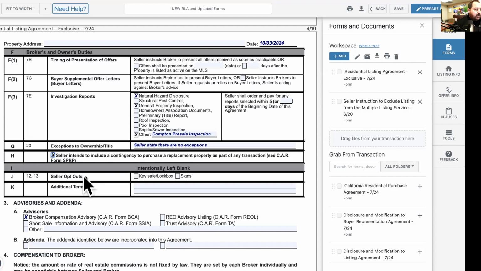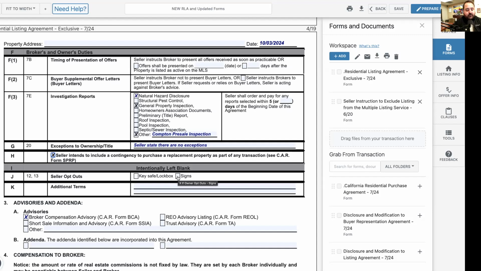The next section up here is the opt-outs. If the seller doesn't want you guys to have a lockbox or the seller doesn't want to have a sign, that's it. They have the spaces for them to check the box and exclude those items. Not put a sign, not put a lockbox.